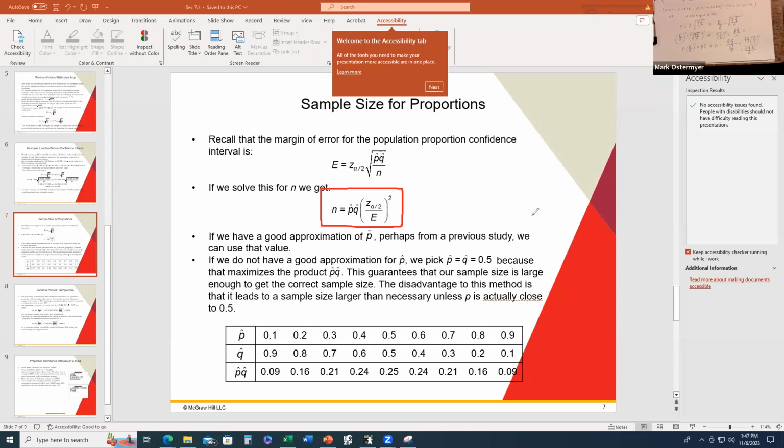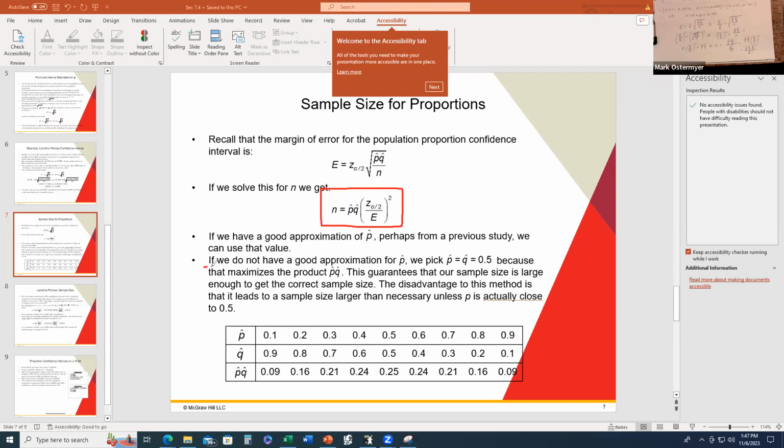Pretty important formula. It's called a sample size formula, which will enable us to be a certain percent confident that the difference between our sample proportion and the unknown population proportion will stray no more than E units from each other. Okay. Now, if we have a good approximation for the sample proportion, obviously we're going to use P hat.